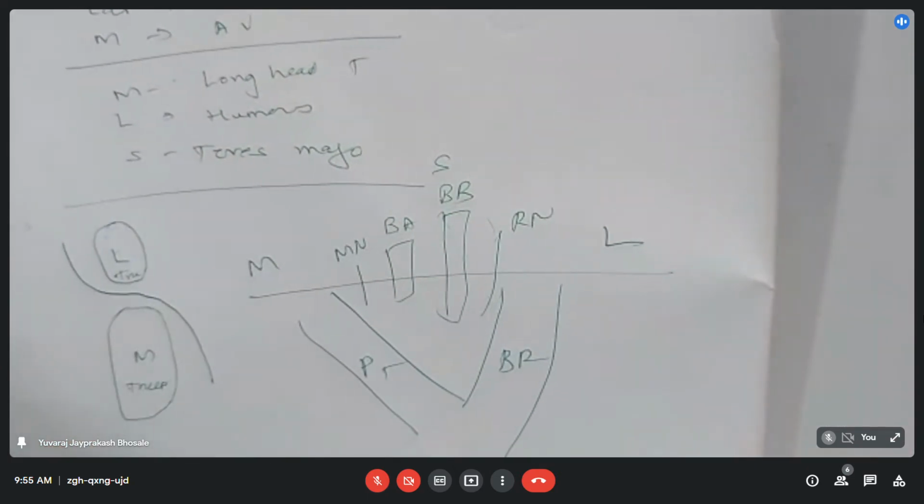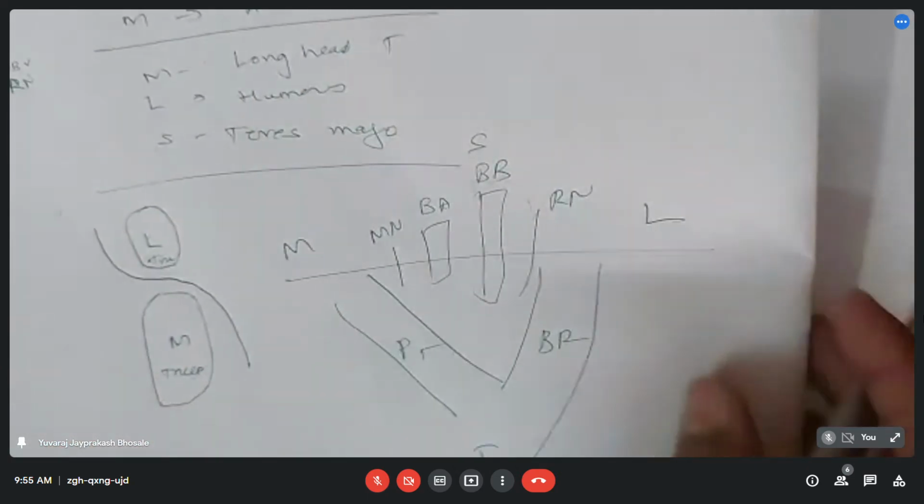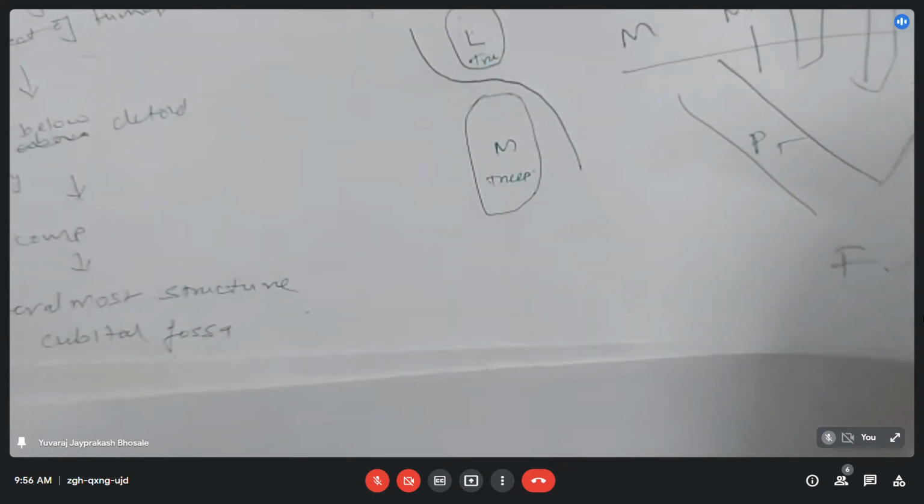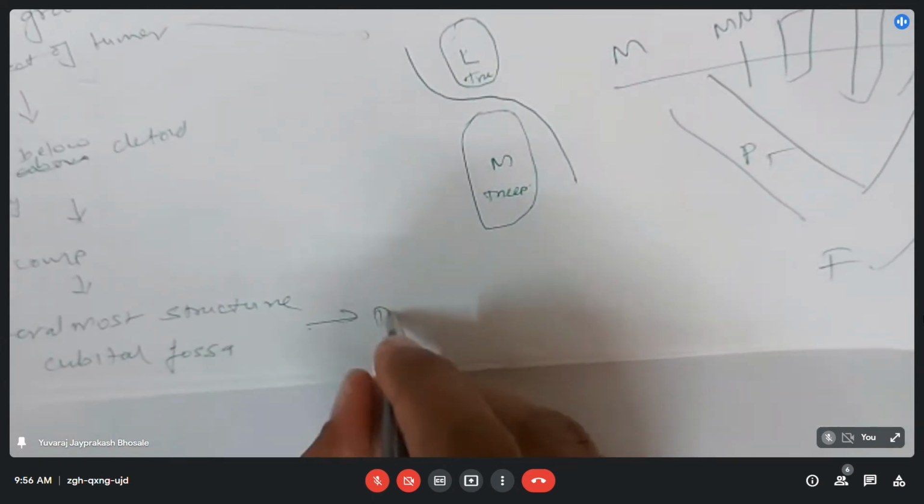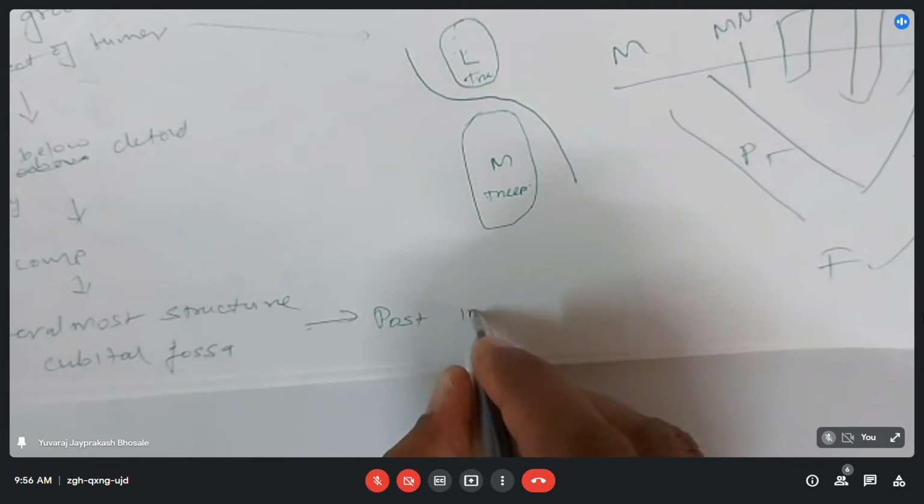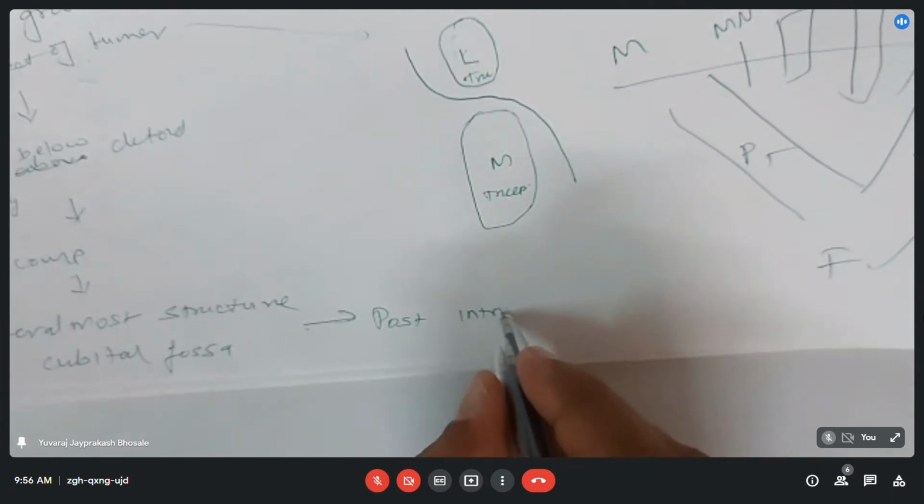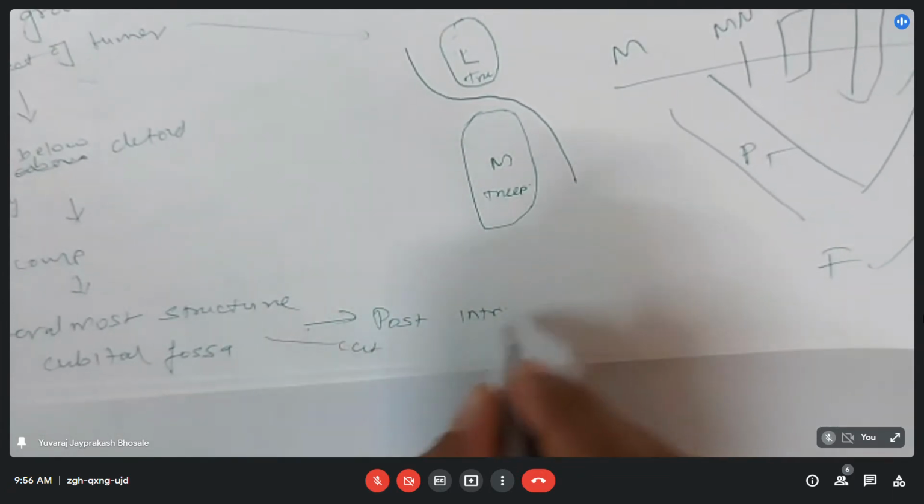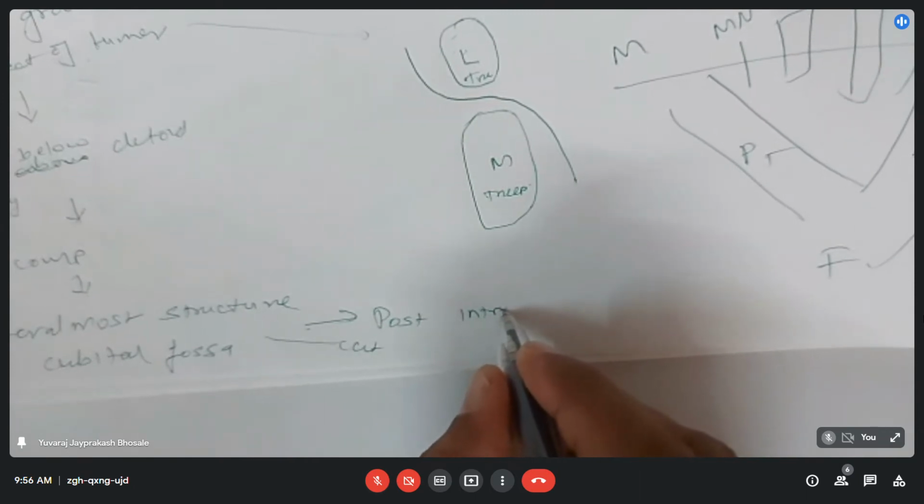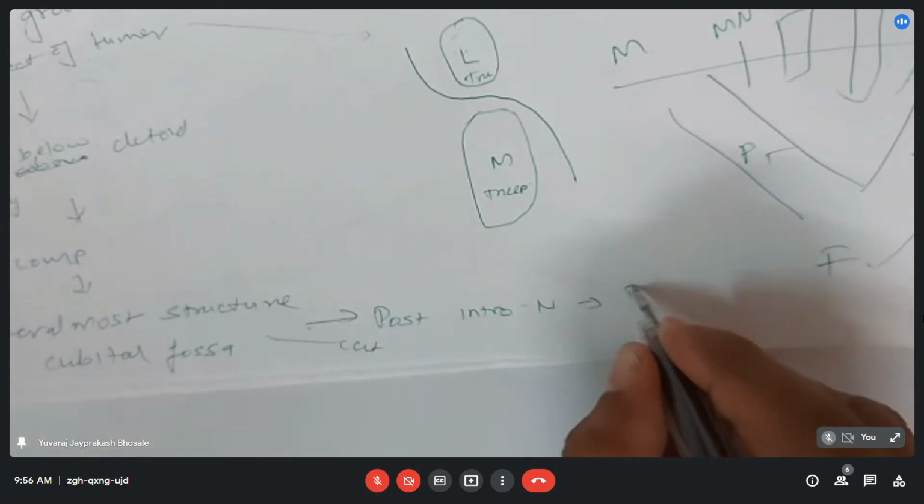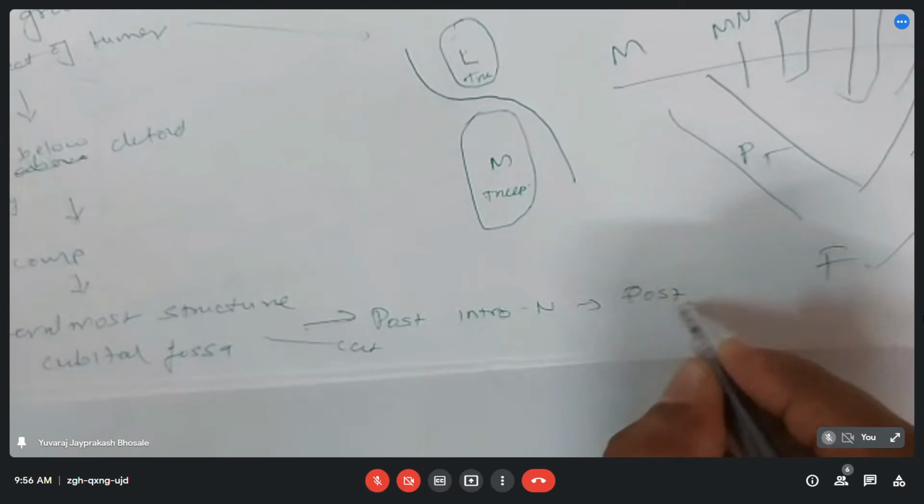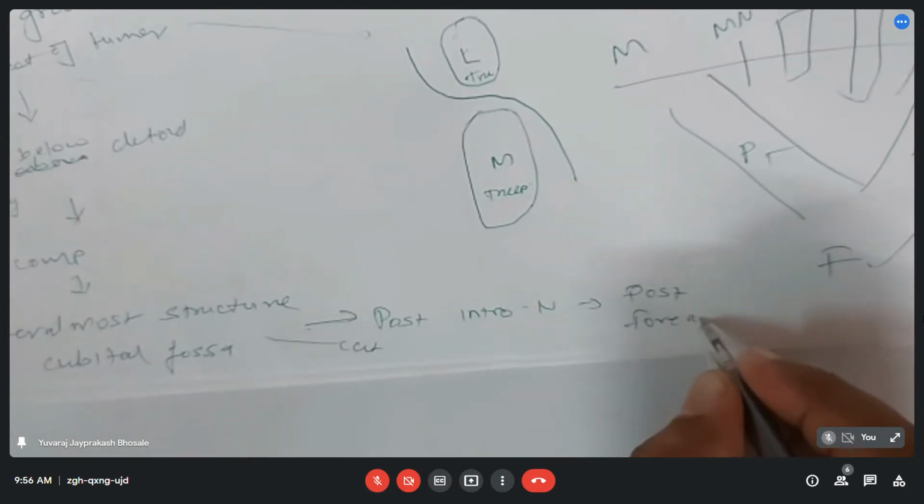And after that, it is the lateral most structure in the cubital fossa. After that it continues as the posterior interosseous nerve. Of course, it continues more as a cutaneous nerve, and its main continuation is the posterior interosseous nerve, which lies in the posterior part of the forearm. Okay.